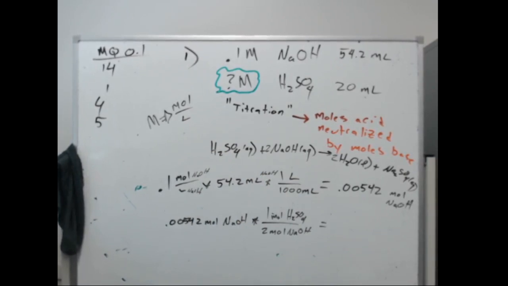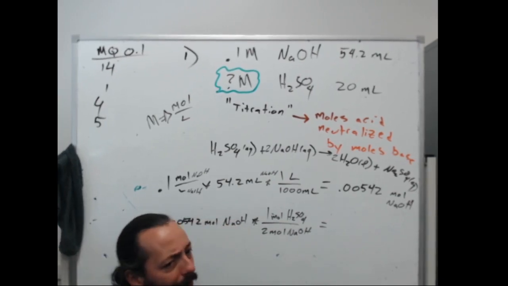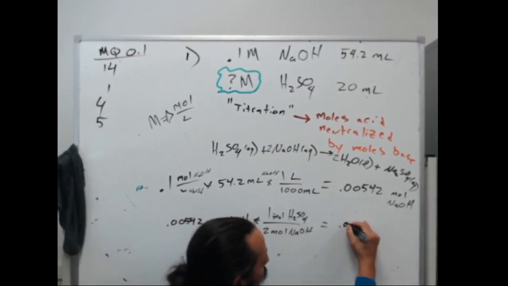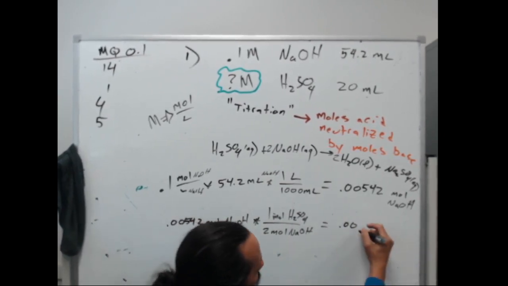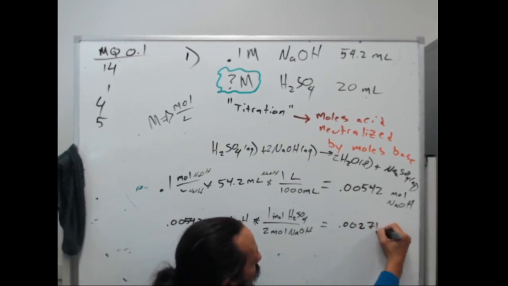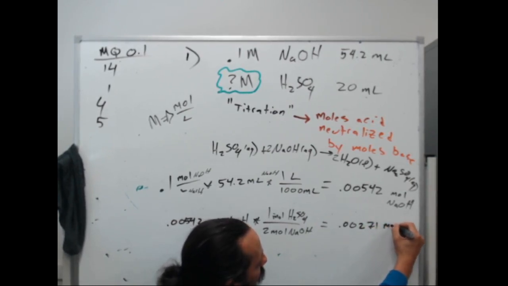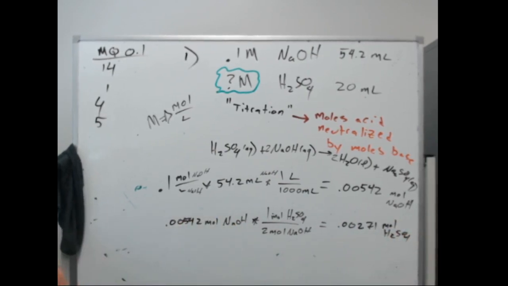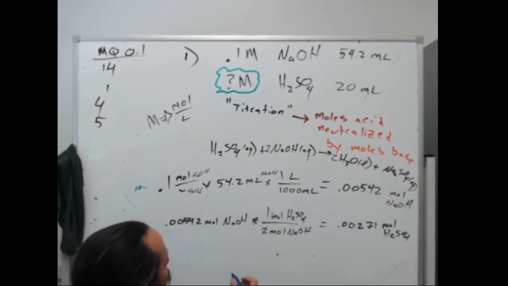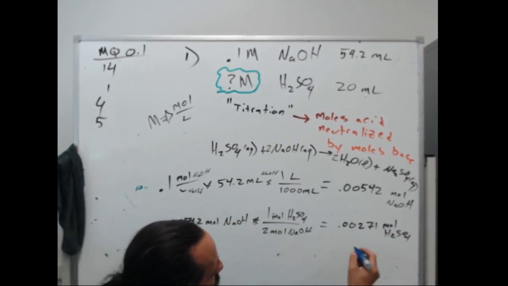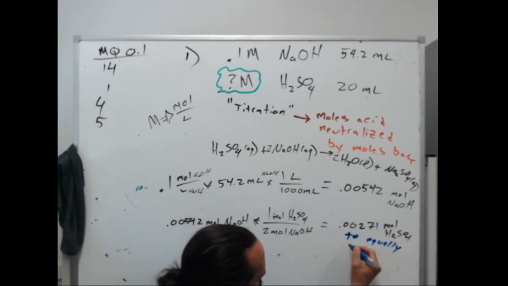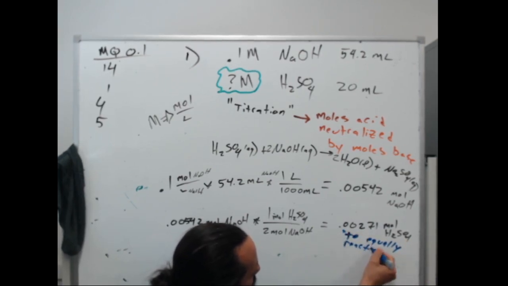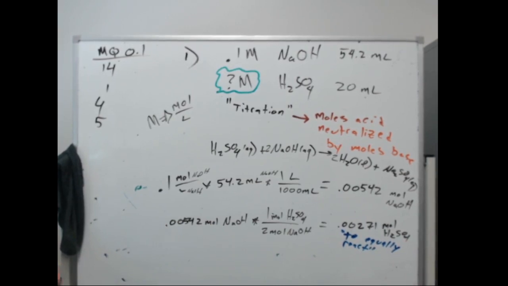0.0054 divided by 2 is going to be 0.00271. Let me get a calculator handy to double check my work. It's the beginning of the school year, my calculator brain's not totally rebooted yet. 271, yeah. So that gets me my moles of sulfuric acid needed. Right? That's how much H2SO4 we need to equally react.